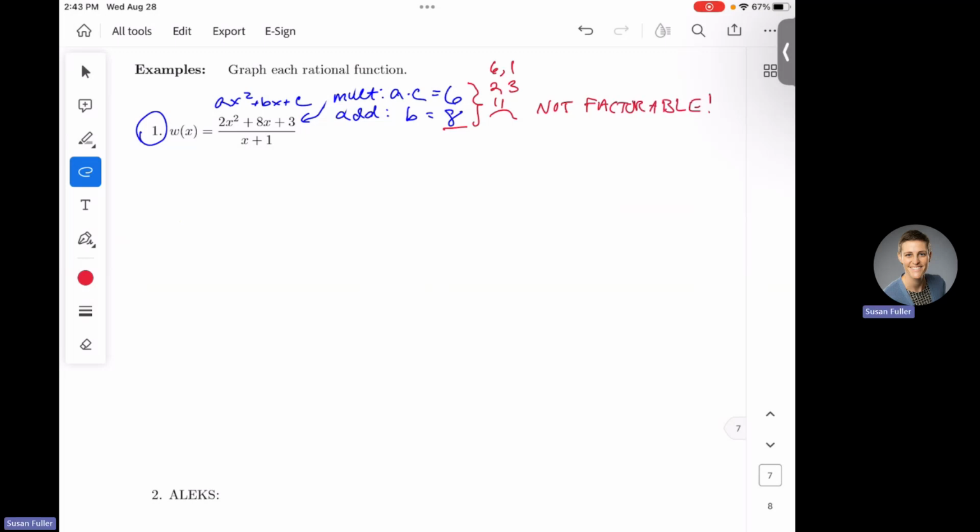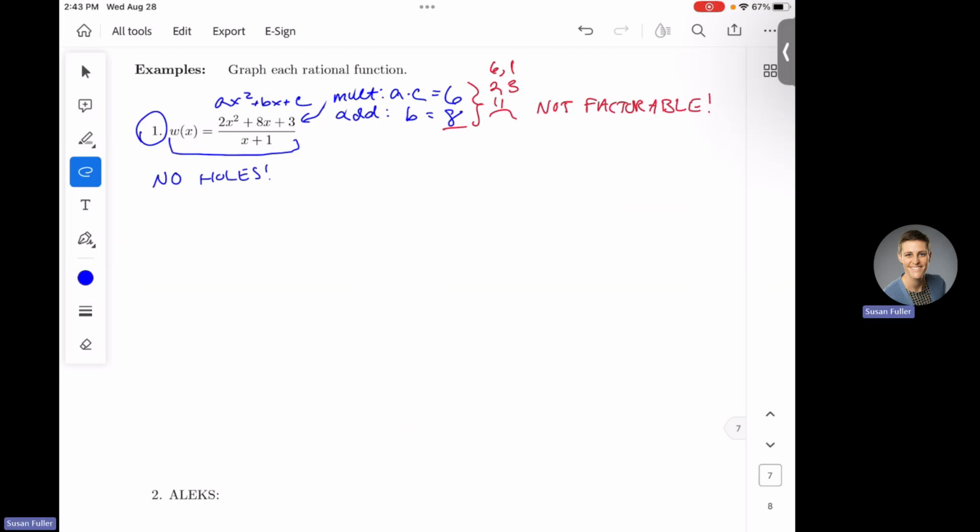Okay, so I can't turn this into thing 1 times thing 2. So this is as far as we can go. My original is as far as we can go with factoring. I can't factor the numerator. I can't factor the denominator. So this is what we've got. So do we have anything that's the same on the top and the bottom? It would cancel. Nope, we sure don't. So what that means is that we have no holes.